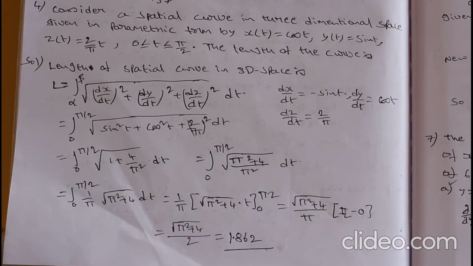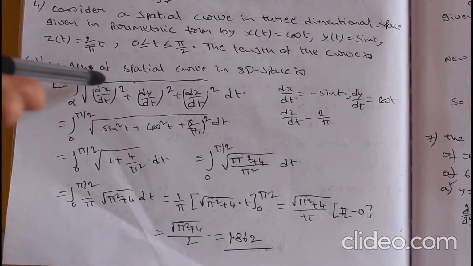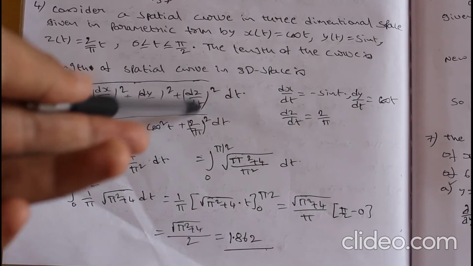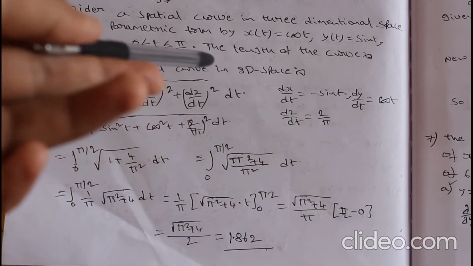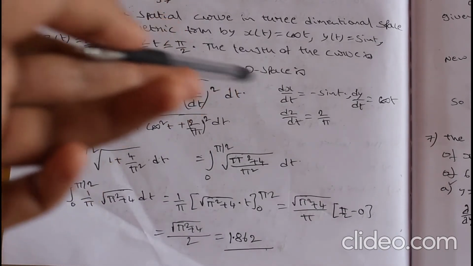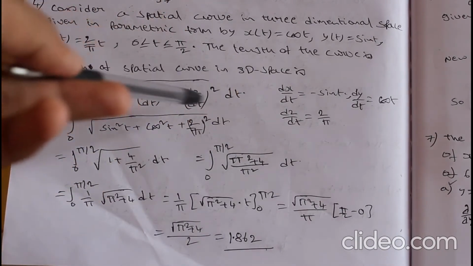Clearly, friends, there is a direct formula for the length of a spatial curve in 3D space. The length of the curve is equal to the integral from alpha to beta of the square root of (dx by dt) whole square plus (dy by dt) whole square plus (dz by dt) whole square, into dt. This is the direct formula for the length of a spatial curve in 3D space. You have to remember this formula, friends.